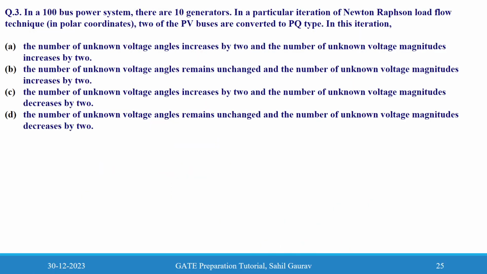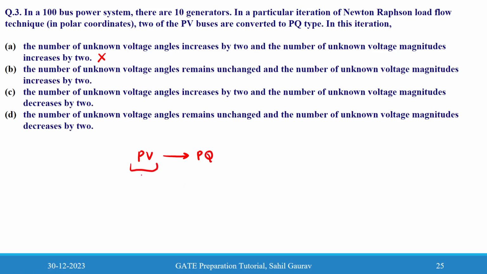Now third problem. In a 100 bus power system, there are 10 generators. In a particular iteration of Newton-Raphson load flow technique in polar coordinates, two of the PV buses are converted to PQ type in this iteration, and the options are given. The number of unknown voltage angles increases by 2 and the number of unknown voltage magnitudes increases by 2. This is wrong. Why is it wrong? So PV buses are converted to PQ.